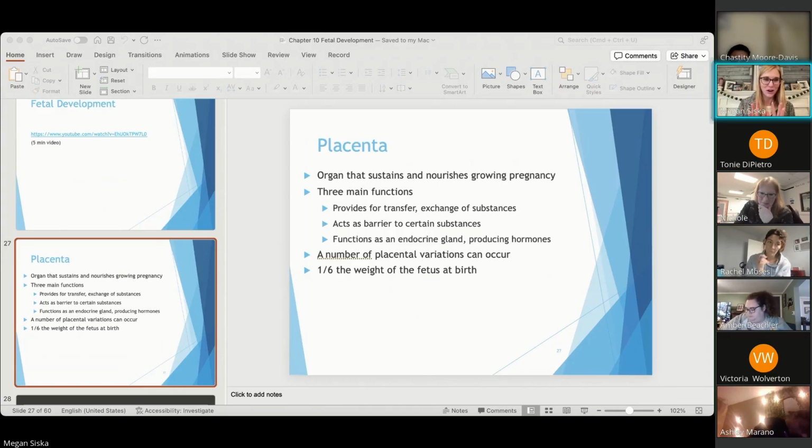So not only are you creating an entire human being, but you have created an organ to sustain the life of that human being. Each time you're pregnant, you create another placenta. And then after you birth the baby, the placenta will come out and then everything's all new again. So really, really cool.